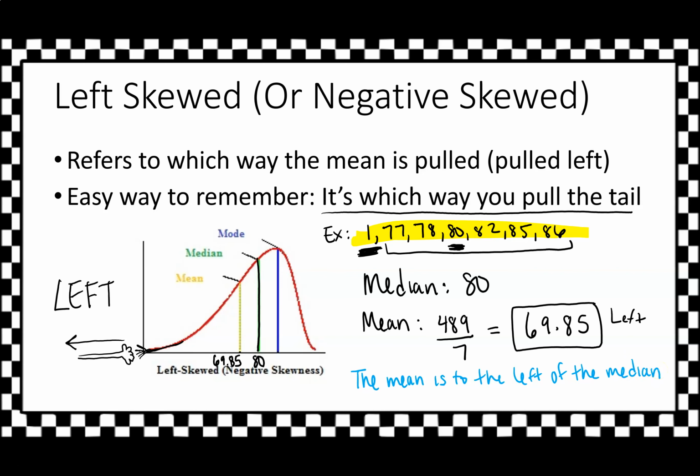How would I memorize it though? I would most definitely memorize it by saying, which way do we pull this tail? Here's my tail. I'm going to pull that straight to the left. So this is left skewed. And sometimes people call it negative skewed.